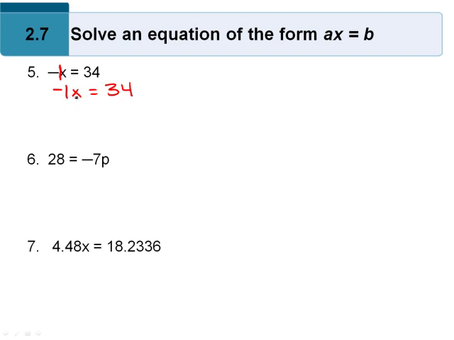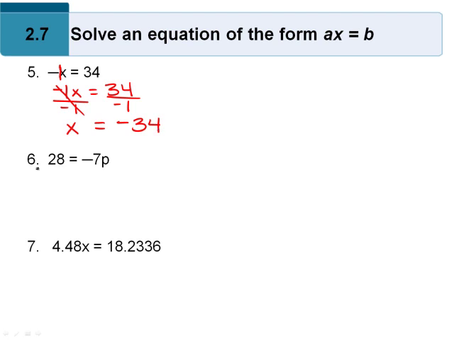So since that's multiplication, we're going to divide. Same steps that we've been doing. Divide by negative 1 on both sides. Those two negatives cancel to give us a positive x, which is what we want. And then 34 divided by negative 1 would be negative 34. So you're not done until you have x completely by itself. In other words, no signs, no coefficients, nothing. You just want plain old x.